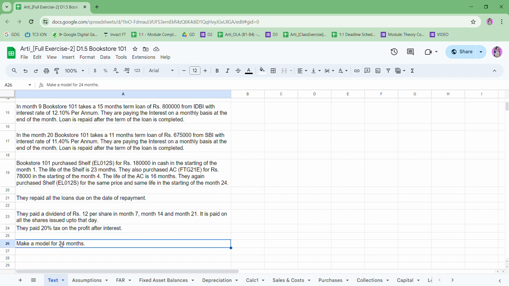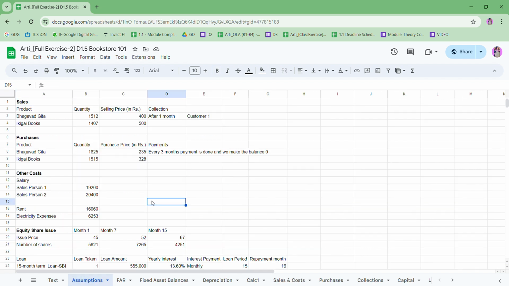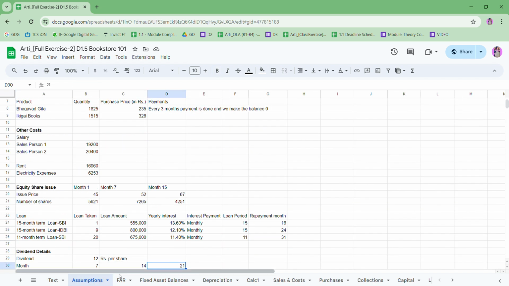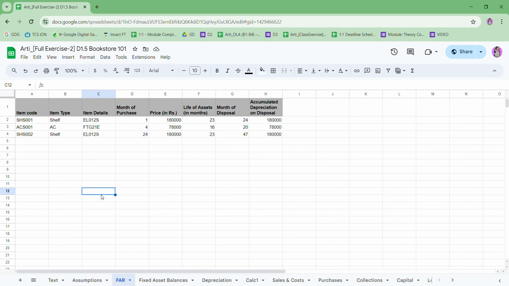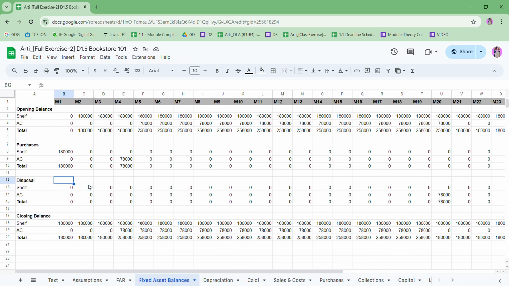What we have to do is calculate the model for 24 months. In assumptions we have shown each and every piece of information clearly, and in FAR we have also shown all the information related to fixed assets, so that we can use it further. In fixed asset balances we can see the opening balance, purchases and disposals.